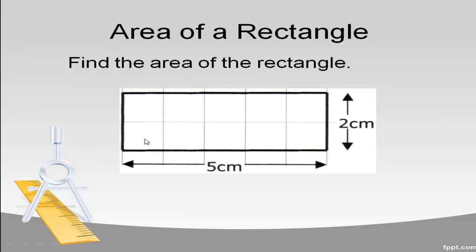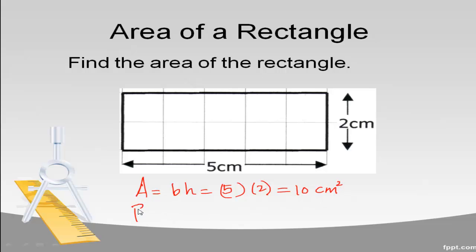So if I count all of these squares, I count 1, 2, 3, 4, 5, 6, 7, 8, 9, 10, or I can just use my formula for area of a rectangle, which is base times height, which is 5 times 2. And that gives you 10 squared centimeters.